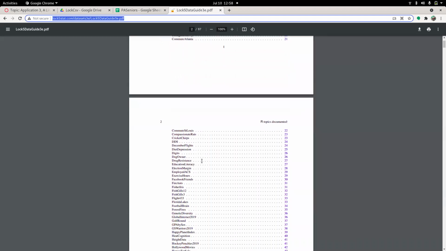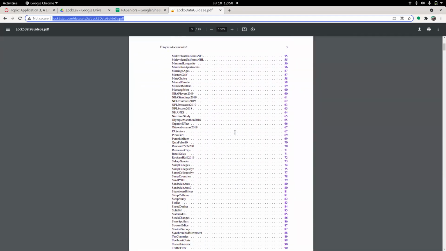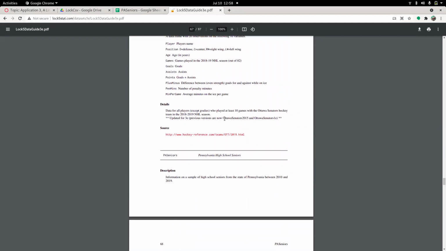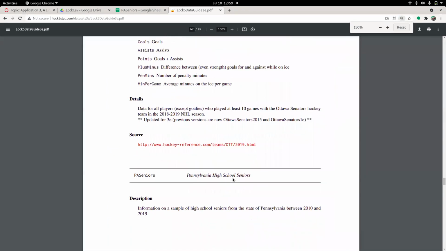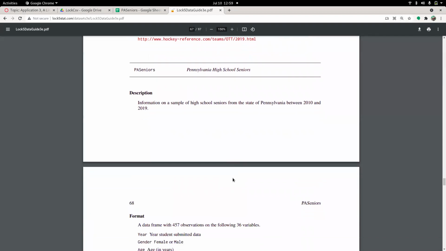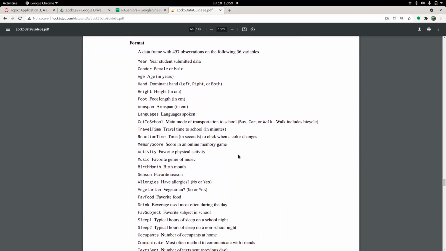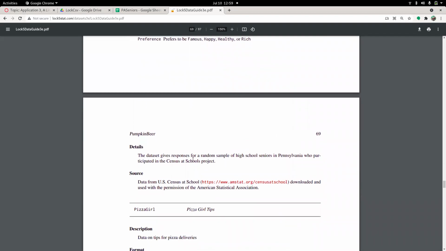So I'm looking for a data set called PA seniors. They're alphabetically listed. PA seniors is on page 67 here. All right, so information on a sample of high school seniors from the state of Pennsylvania, 2010 through 2019. The data frame contains 457 observations with 36 variables, and here's the descriptions of the variables. And down at the bottom, they tell us more. And if that description isn't quite enough, you can go find the data source and look some more.